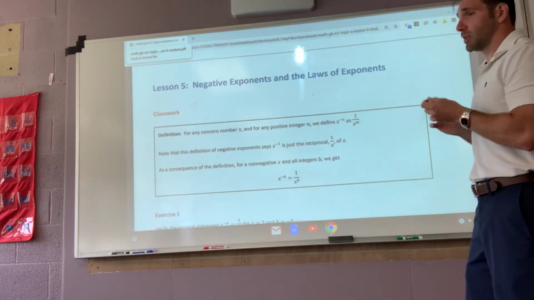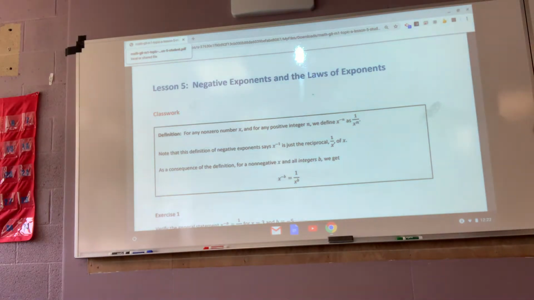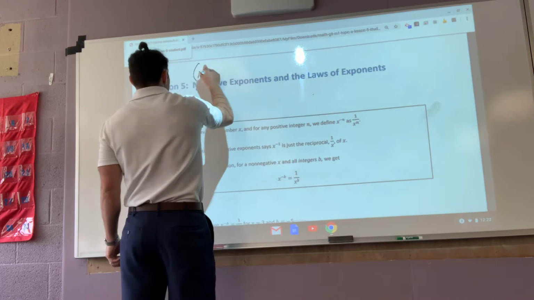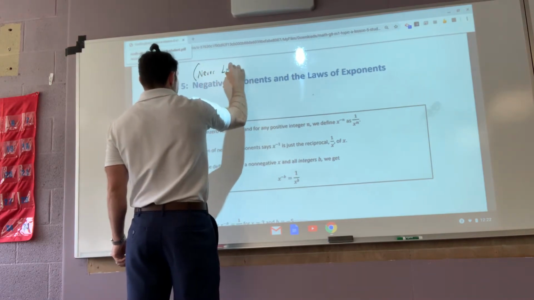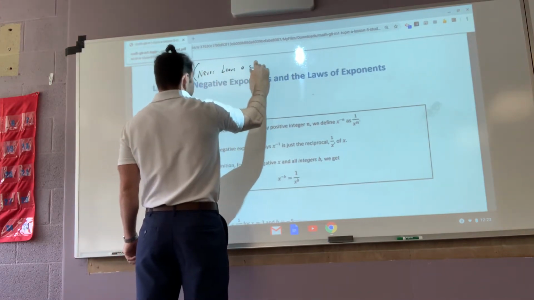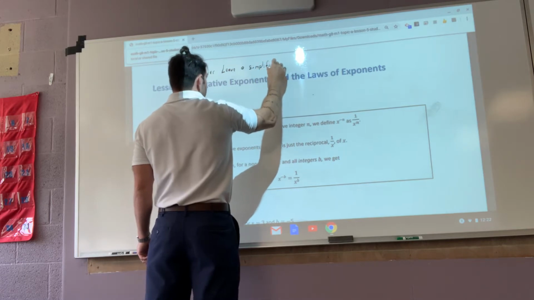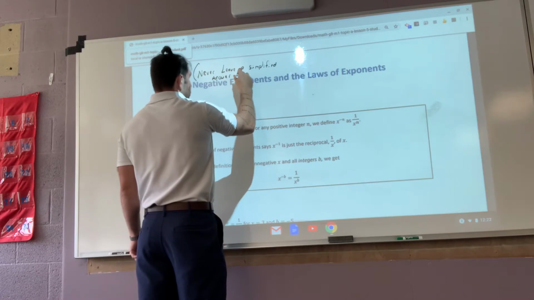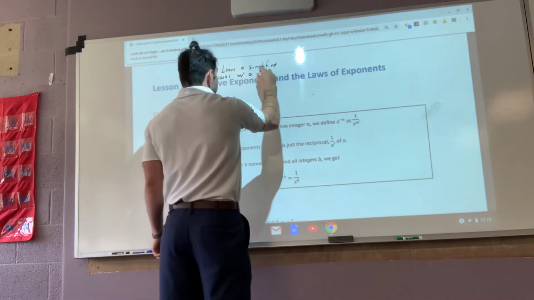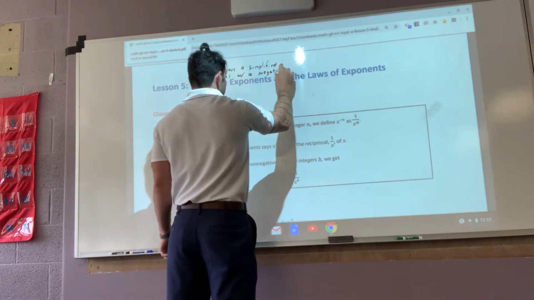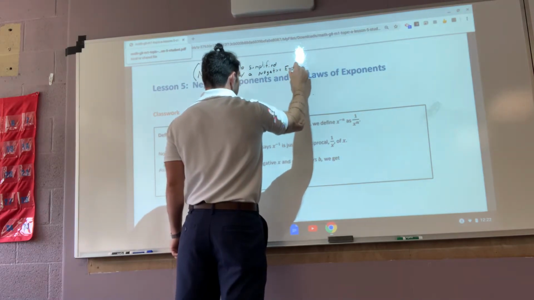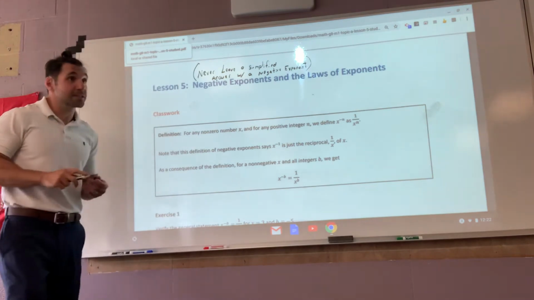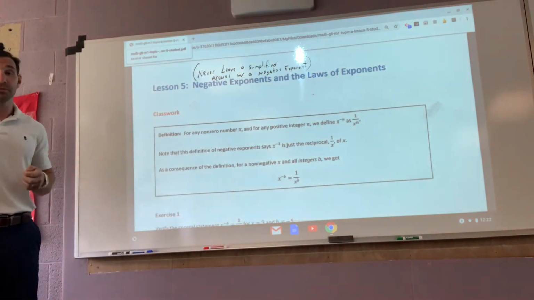So here's what I want you to understand, especially because we're getting you ready for algebra. Never leave a simplified answer with a negative exponent. Okay? That is first and foremost, never leave a simplified answer with a negative exponent.